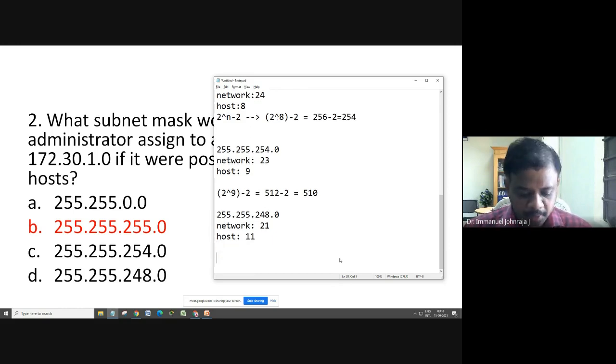So how many usable hosts? It's going to be 2 power 11 minus 2. So it's going to be 2048 minus 2, 2046. Okay, forgive me if the number is wrong. It's 2 power 11 minus 2.